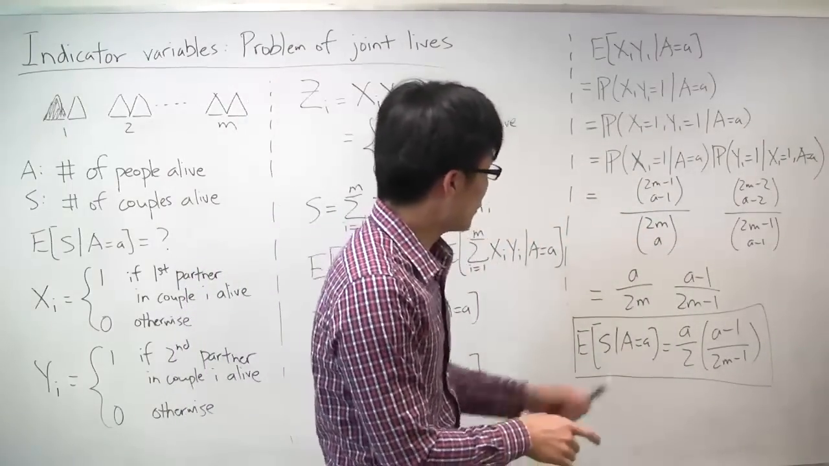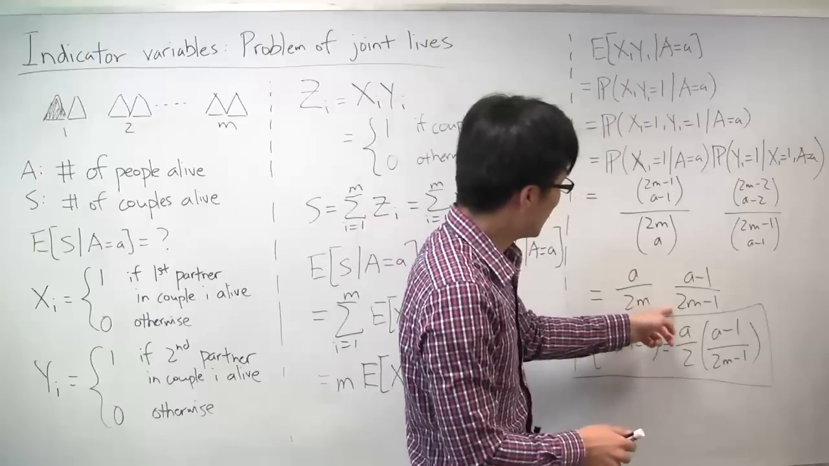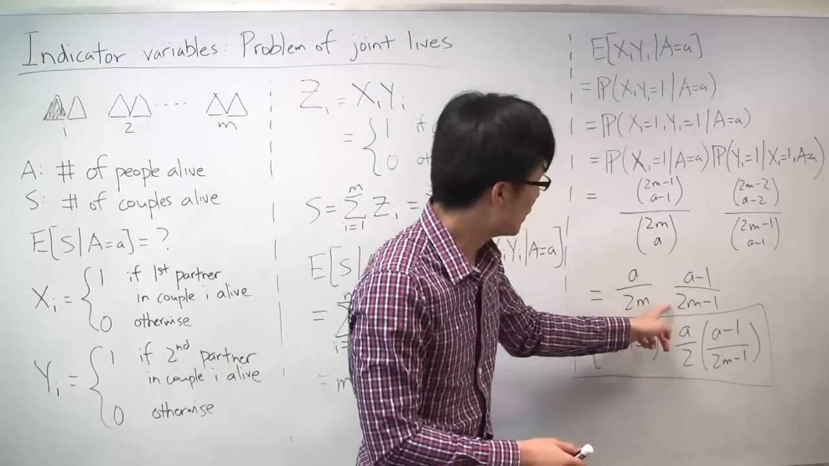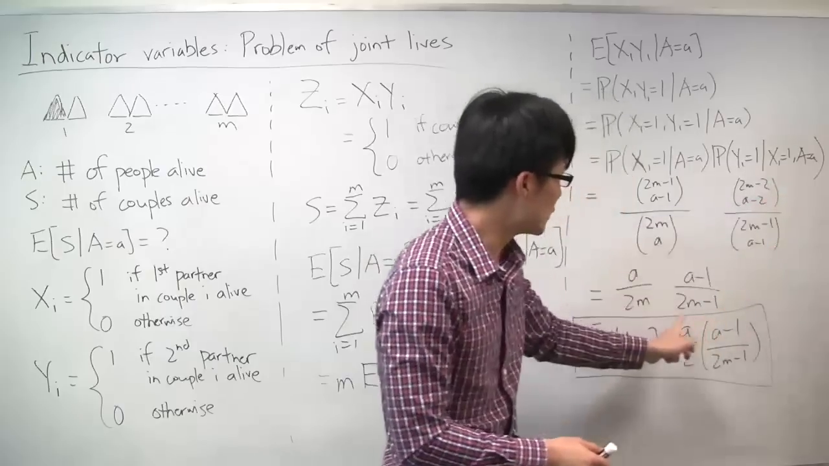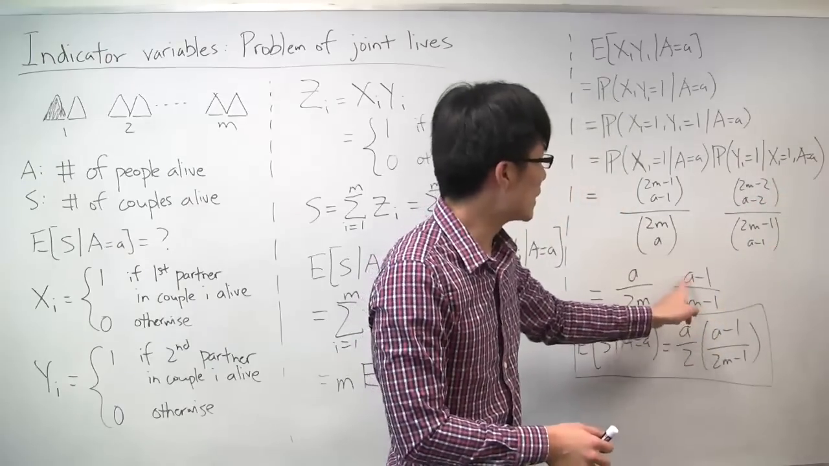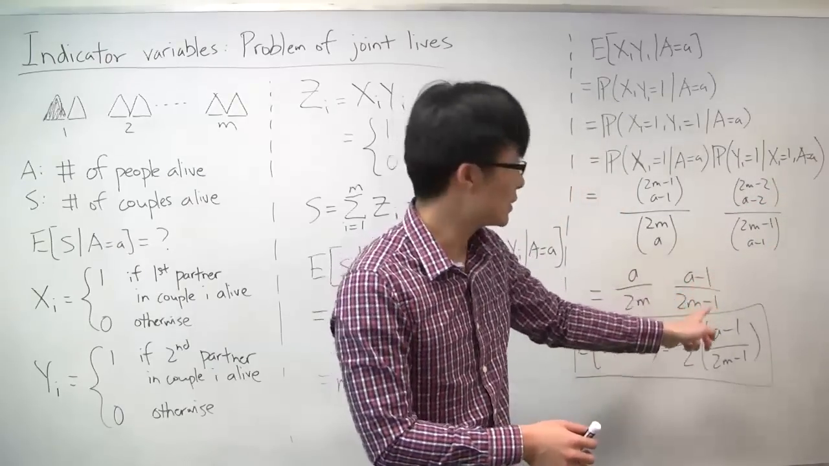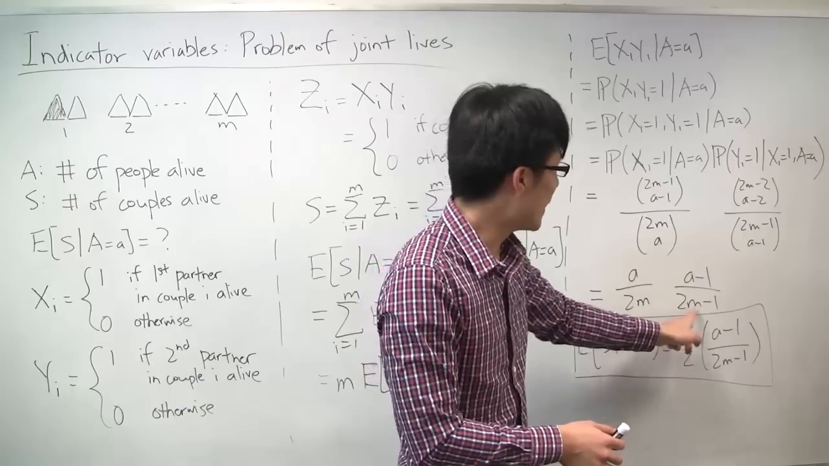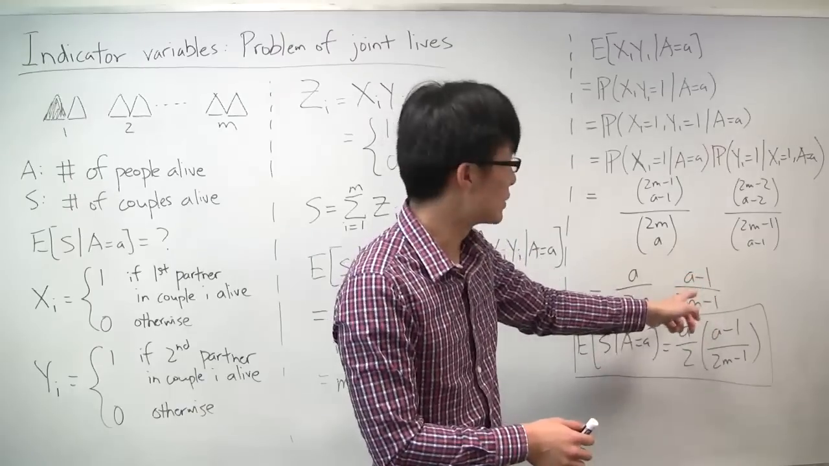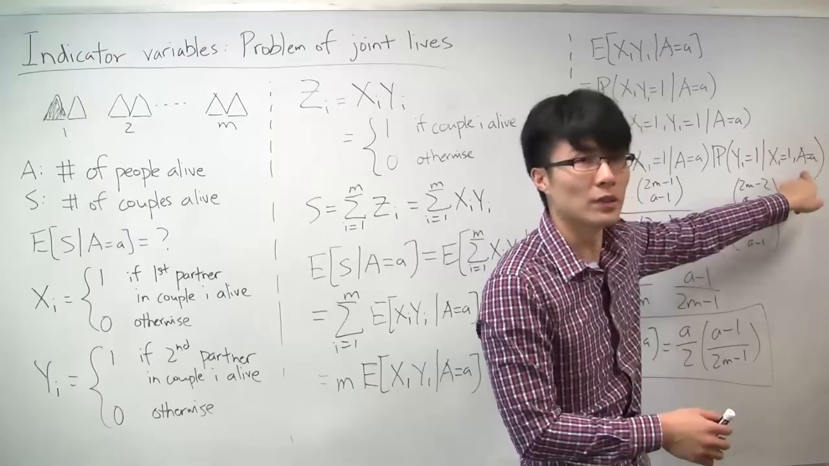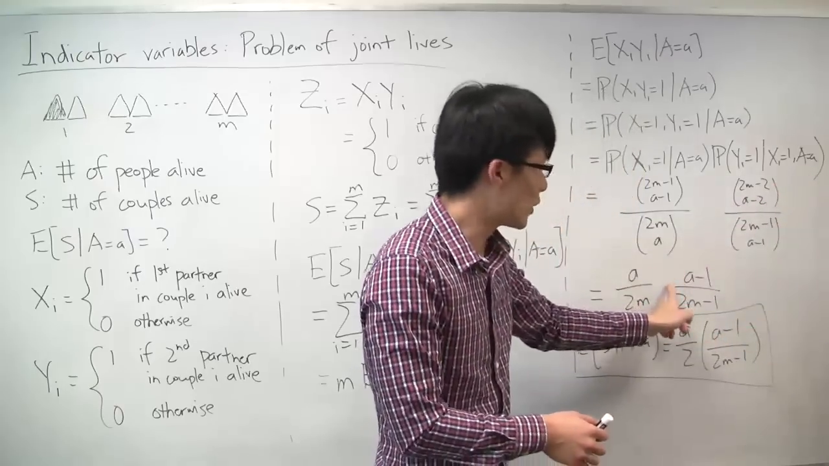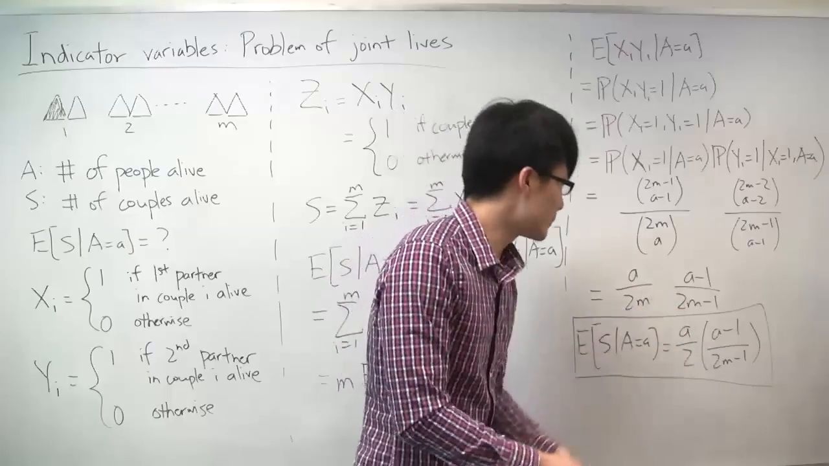One more word about this. You can also think of it as the same thing, because now we know that one of the a slots has been taken, so there are only a minus 1 slots to be filled, and there are 2m minus 1 people vying for those slots, because we know that the first partner in the first couple has been fixed to be still alive. And so you get a similar argument, you get this expression.